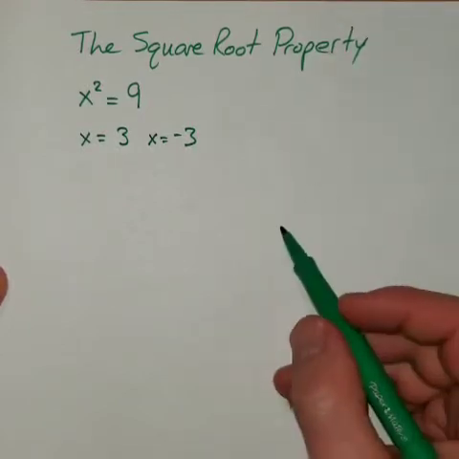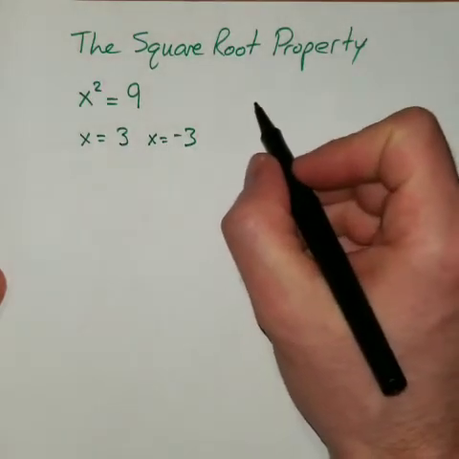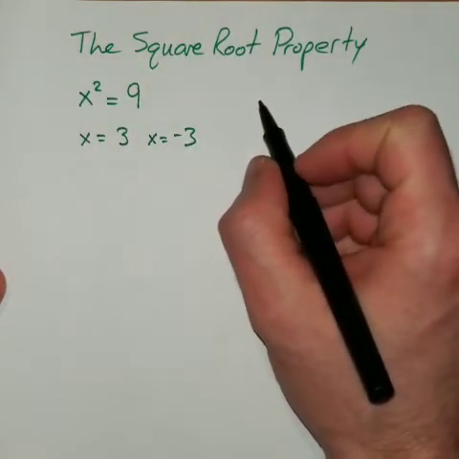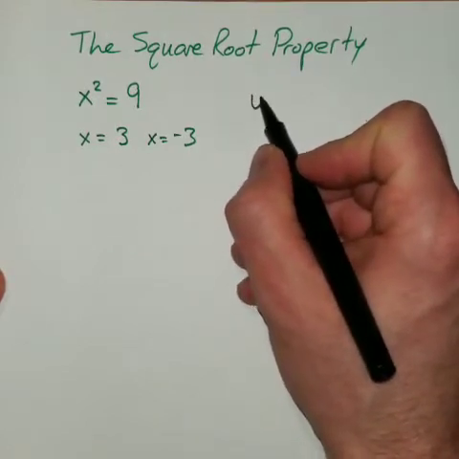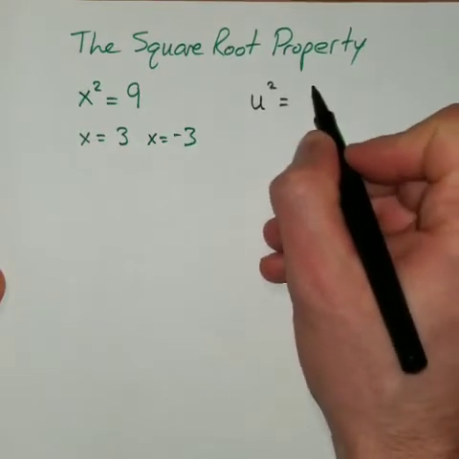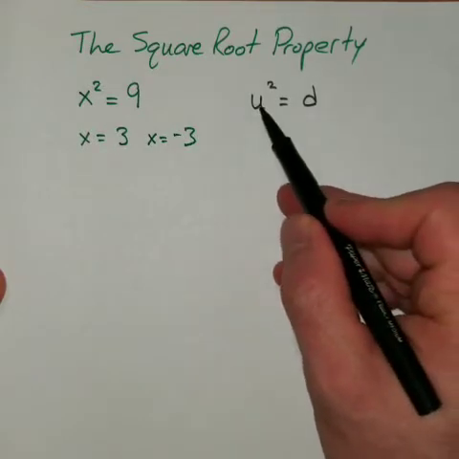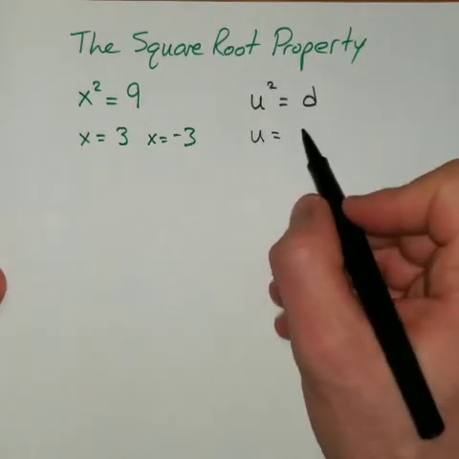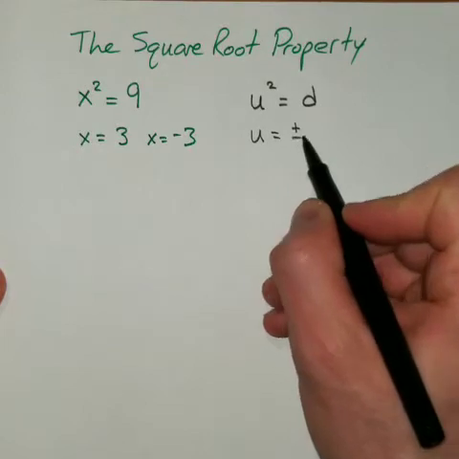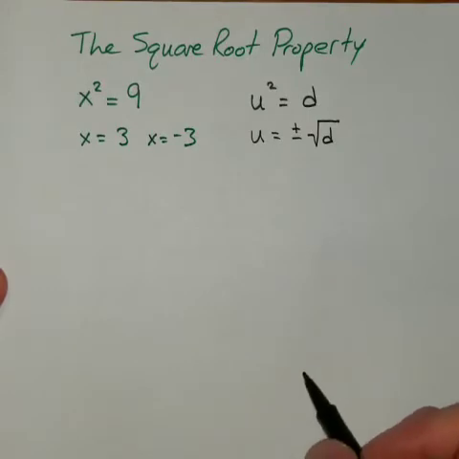So the square root property, in a general sense, is this. If you take, and I'm going to use the same variables as the textbook, the Blitzer textbook here, if I were to take a variable squared equal to a number, I'm going to say u squared equals d. d is just a constant, u is a variable or some expression. Then in general, u will be equal to both the positive and negative value of the square root of d. So that's the general square root property.